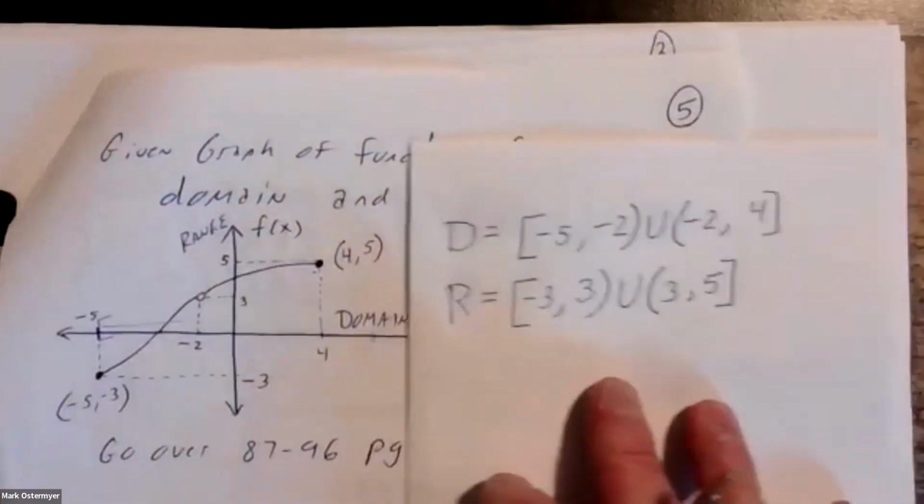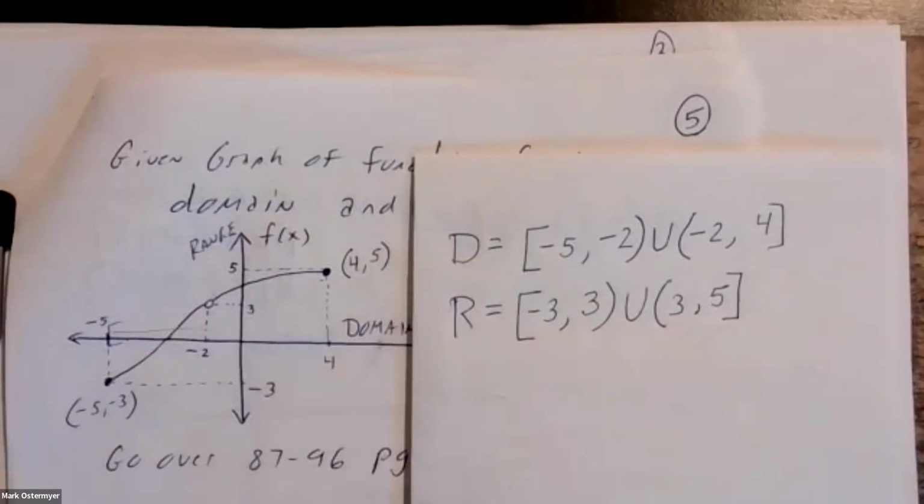Could you show the ranges again? I'm sorry. Right here, this is the domain and range. Okay, thank you.